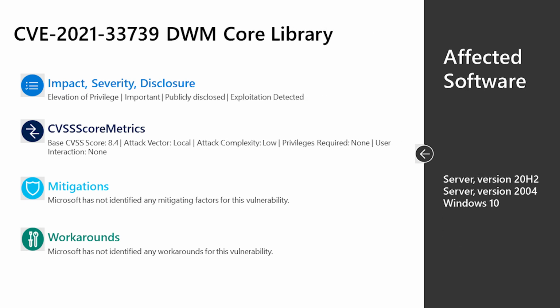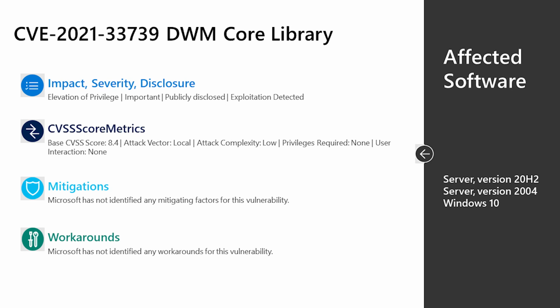So next, we'll take a look at CVE-2021-33739. This is an elevation of privilege vulnerability in the DWM core library. This is another important class vulnerability. This one is publicly disclosed, and exploitation has been detected on this. So again, not only is it known about, I believe there was maybe some Twitter exchanges on it, but we've also noticed limited exploitation out in the wild on this.